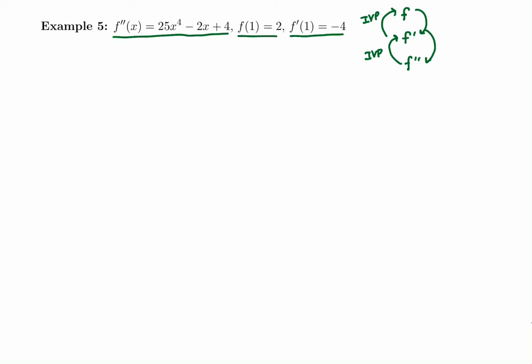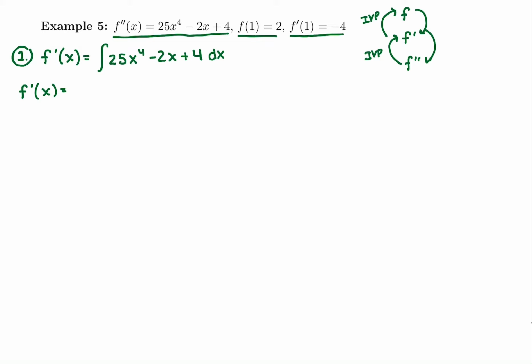So for our first time through, we're going to go from f double prime of x to f prime of x, taking the antiderivative once. So f prime of x is going to be the antiderivative of f double prime, which is given to be 25x to the 4th minus 2x plus 4. And we have to take the integral symbol, so we're going to write dx. So now I'm ready to integrate.